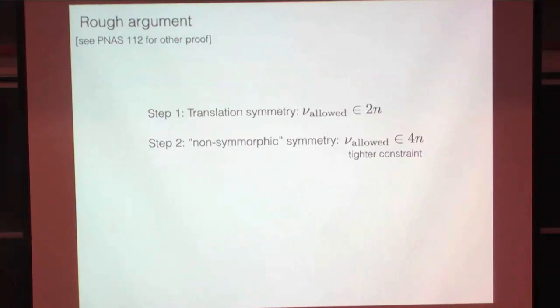So now I want to give a very rough, somewhat hand-waving argument for how these filling constraints were derived. I'm going to do it in 2 steps. The first, I'm only going to use translation symmetry. And using translation symmetry, I'll recover the usual band criteria, which is that the filling has to be even. And then I want to use more general space group symmetries, so-called nonsymmorphic symmetries, to show that there can be tighter constraints.